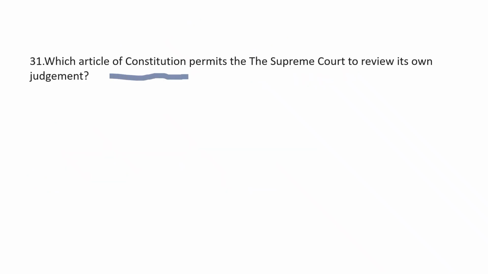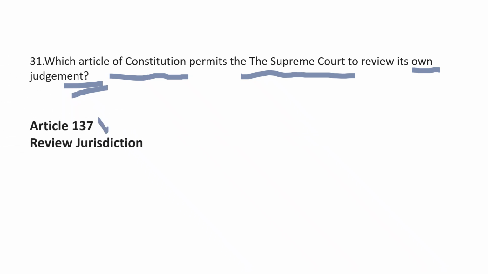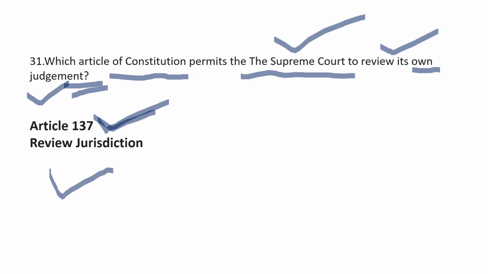Next question. Which article of the Constitution permits the Supreme Court to review its own judgment? That means the review jurisdiction. The answer is Article 137. Under Article 137, the Supreme Court of India can review its own judgment. This is review jurisdiction. It is under Article 137.